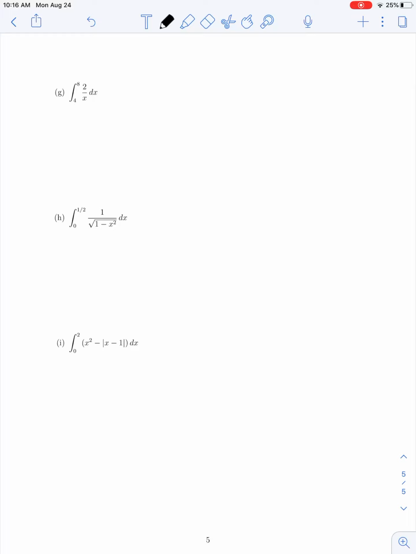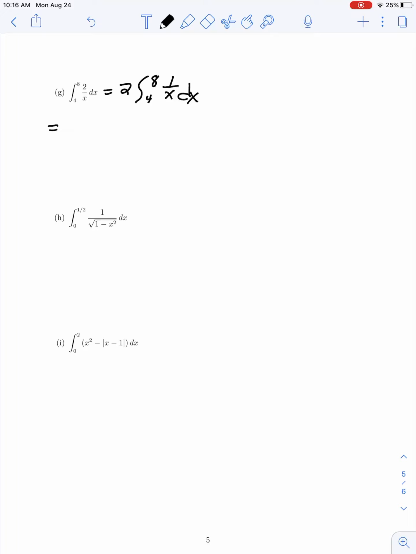In part G, we have the definite integral from 4 to 8 of 2 over x with respect to x. So if we want, we can factor out the constant 2, or pull the constant out in front of our integral. And we're left with the integral from 4 to 8 of 1 over x dx.